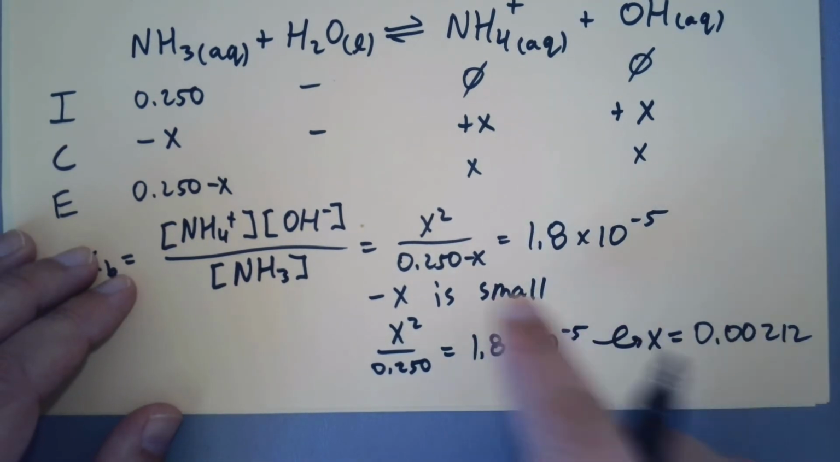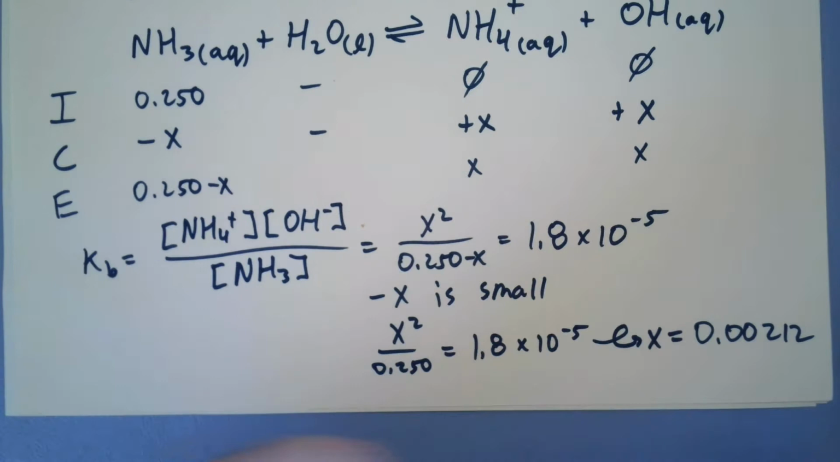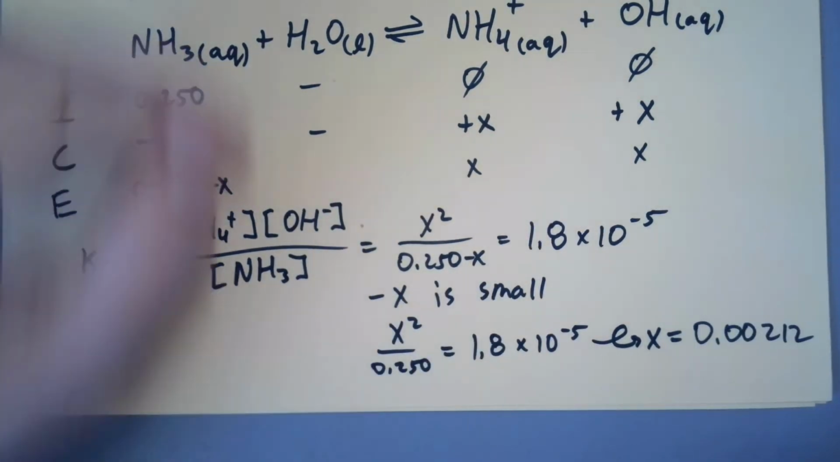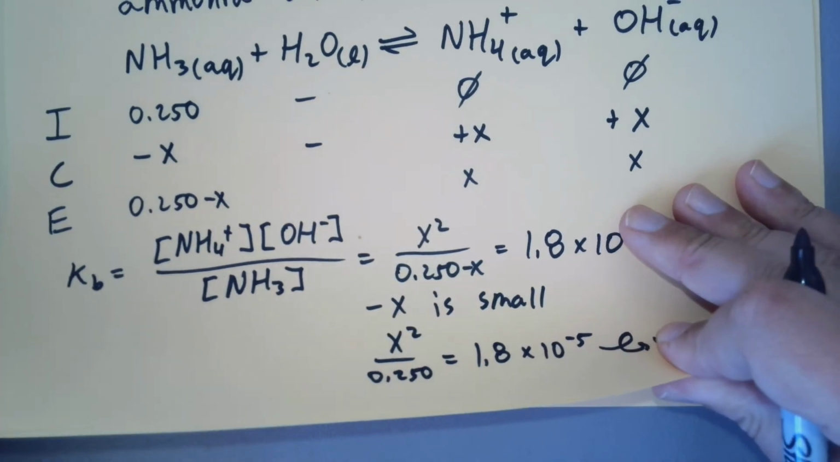And that is less than 1% of 0.250. So it is less than 0.0025. Barely, but it is. So it's less than 1%. Calling it good. I don't need to worry about doing anything more complicated. All right.